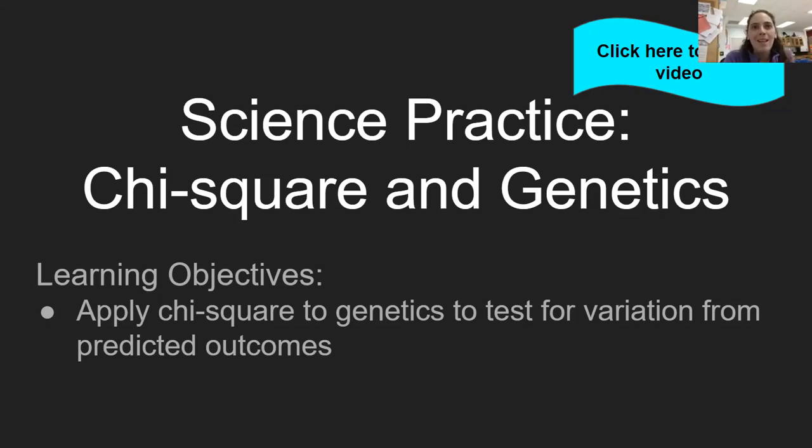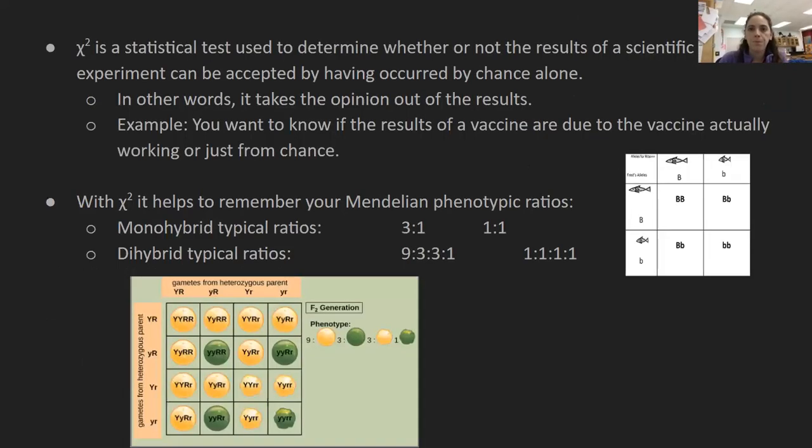Okay, apply that to genetics instead of just experimental results like we did with the M&Ms and some pill bugs back at the beginning of the year. So it's important to remember chi-square is a statistical test that's used to determine whether or not the results of a scientific experiment can be accepted. So whether or not they were just random chance or if they were actually due to a variation.